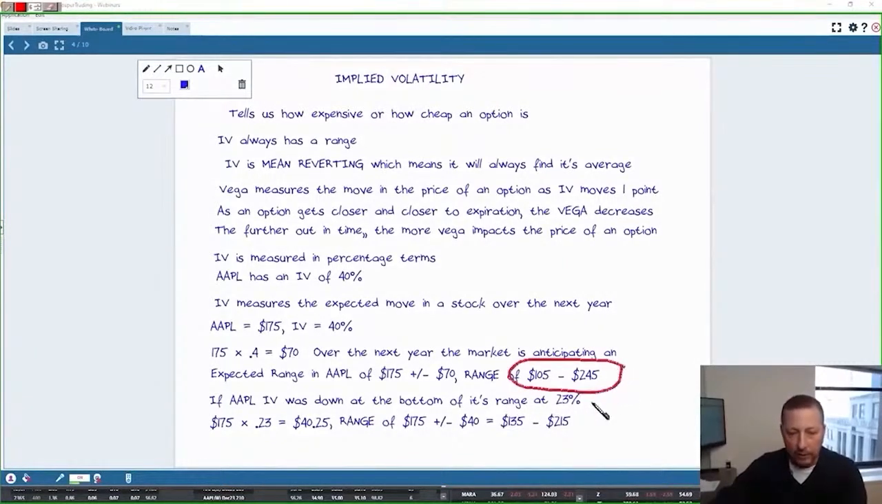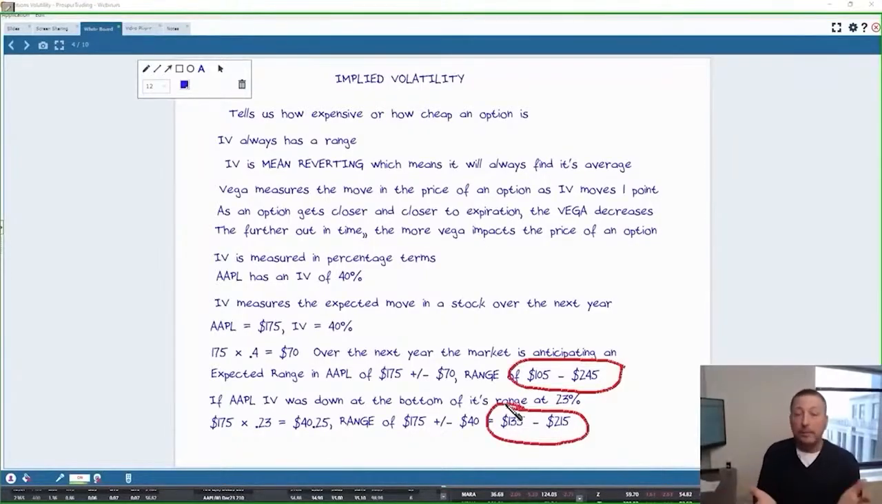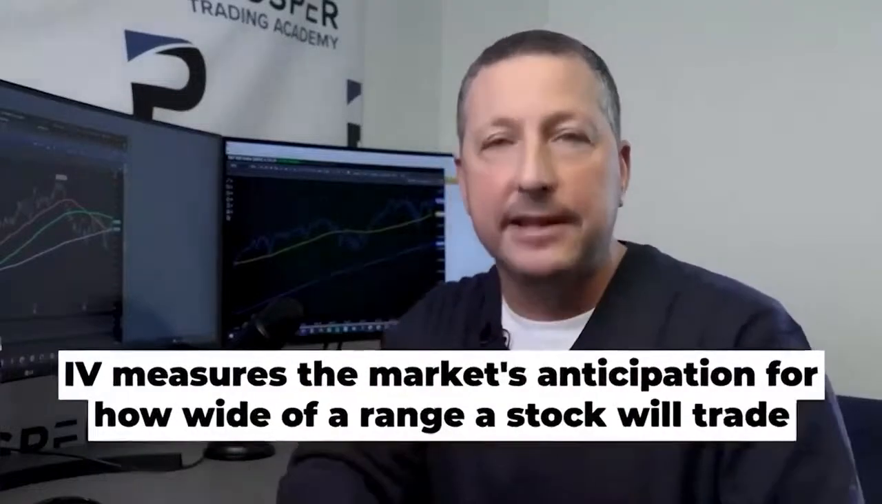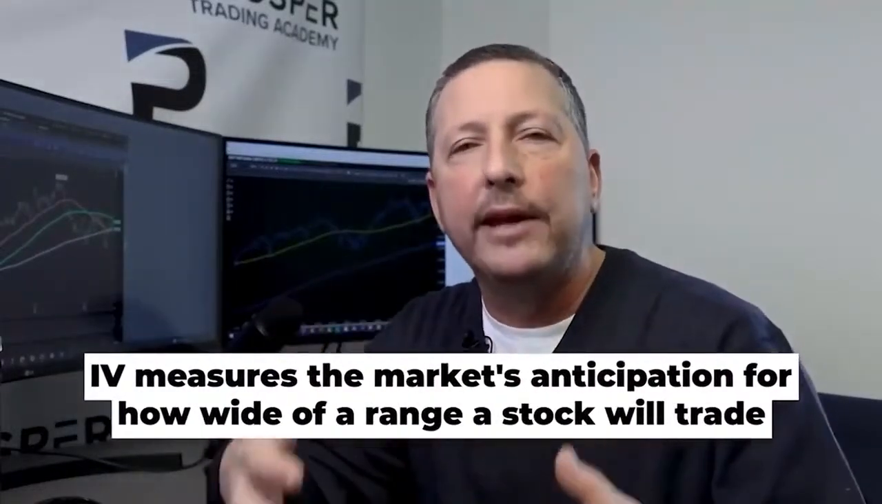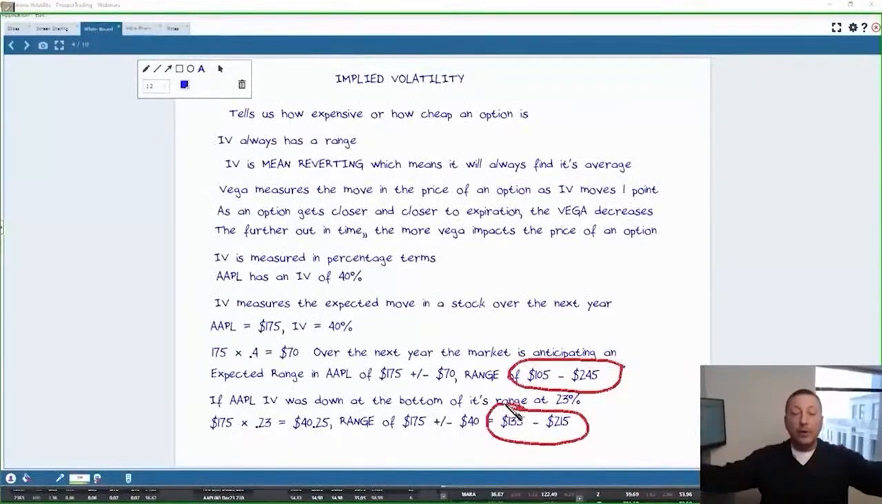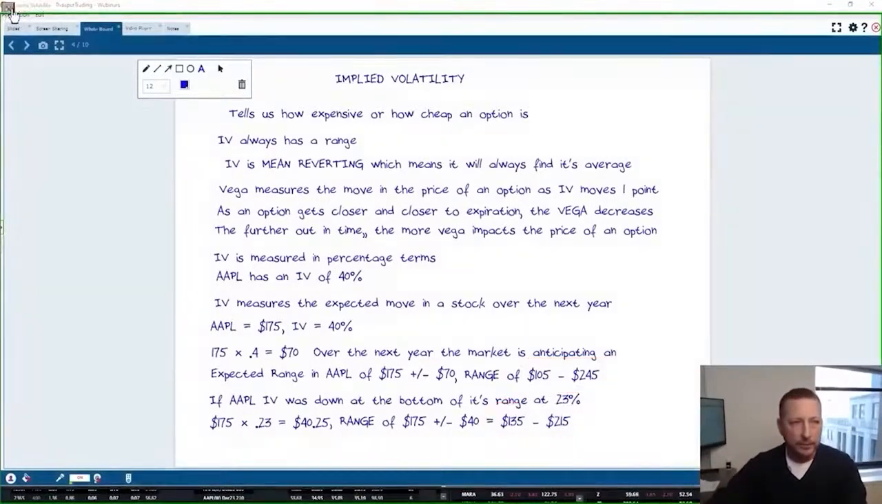So if we compare the 40% implied vol, which gives us this range, to the 23% implied vol, which gives us this range, we can see the wider the range, the more expensive options should be, because the probability is that the stock can be all over the place. Most people don't understand what implied volatility measures. It's the market's anticipation for how wide of a range a stock will trade in over the next year. The wider that expected range, the more expensive those options are going to be. The tighter that range, the less expensive options are going to be.